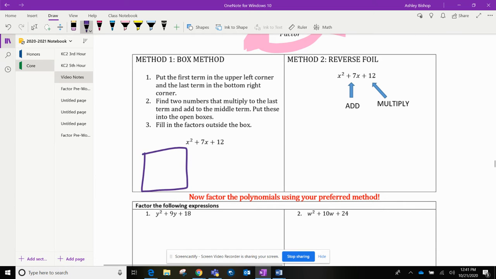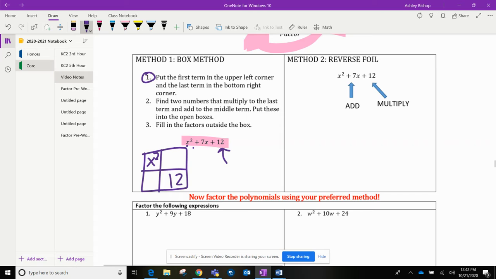And there's detailed instructions right here for how to fill it out. So we are going to put the first term. Remember, I'm giving you what looks to be the answer here, but we need to find what two binomials I multiply to get this. So I'm going to put the first term in the upper left-hand corner. So the x squared goes there. And the last term, which is the 12, is going to go in the bottom right corner. I am reading off of these instructions.